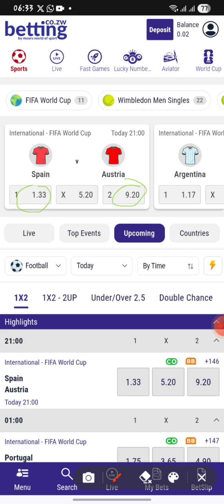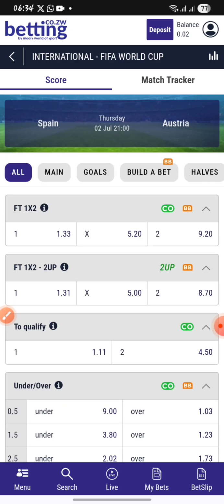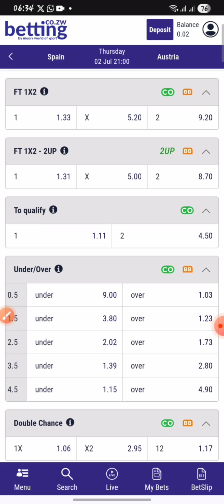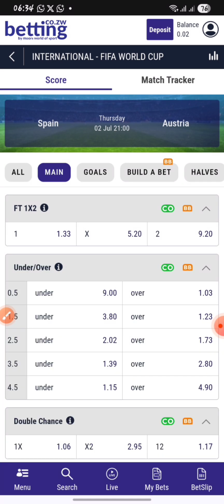You cannot just jump into conclusions. First, you need to look at the current form of the teams. So the first thing that you need to do, just press where the teams are, like I did press here, right? So we open another window right here. There are a lot of options where you can bet, and each option has got a different amount of money, so it depends on what you want to bet.